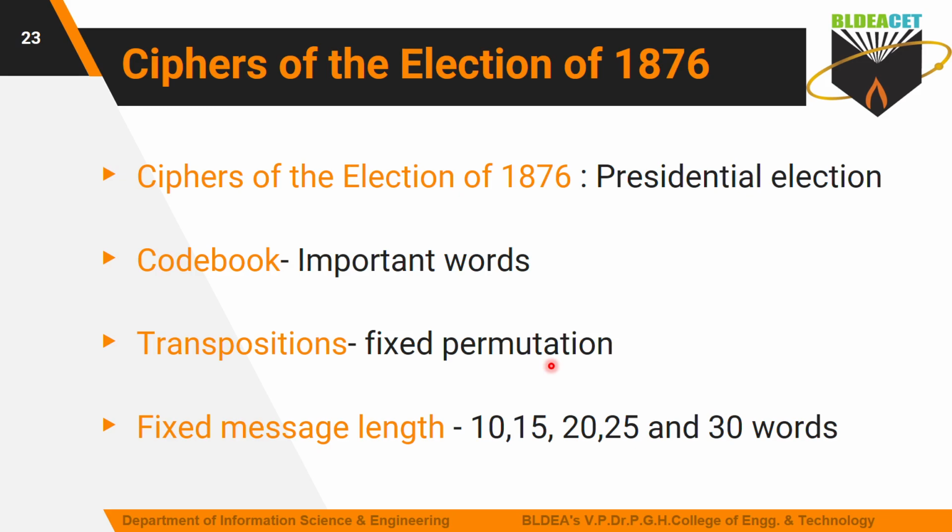Transposition is the shuffling of the words. In transposition you are shuffling the words, and how to shuffle is fixed. That fixed permutation depends on the message length, so the message length must be fixed. It must be a length of 10 words, 15 words, 20 words, 25 words, or 30 words. For each length you have one fixed permutation, and according to that rearrangement, if you shuffle your plain text, you will get the ciphertext.